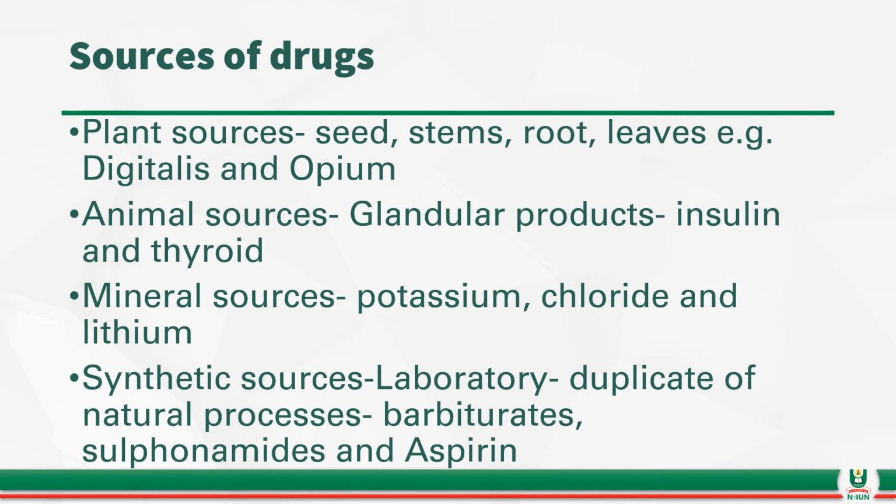So, what are the sources of drugs that we use? There are plant sources. Drugs could be prepared from seeds, stems, roots, leaves, like digitalis and the opium medications, which are all of plant sources. We have animal sources of drugs like glandular products such as insulin and the thyroid. We have mineral sources like potassium, chloride, and lithium. Then you have synthetic sources of medications made in the laboratory, where they duplicate the natural processes, like barbiturates, the sulfonamides, and aspirin.